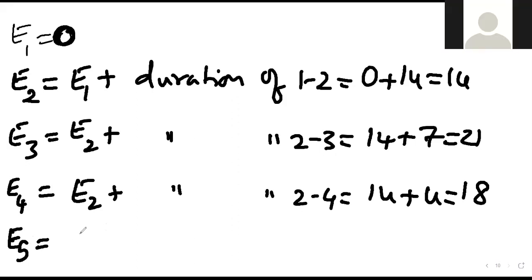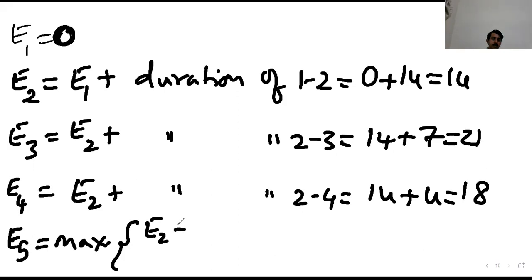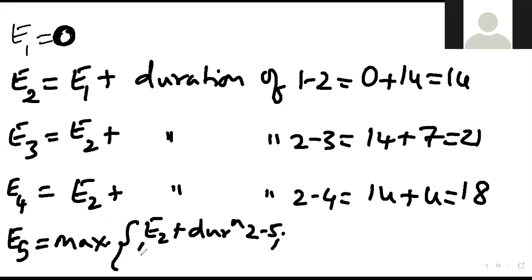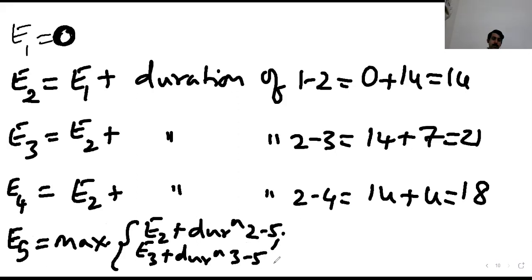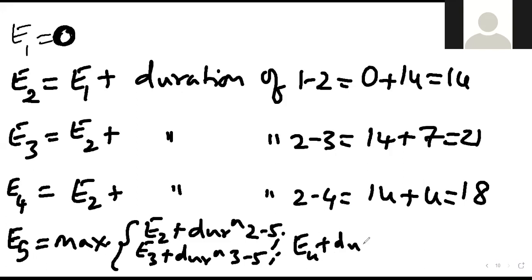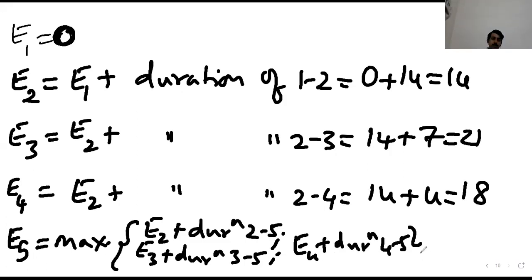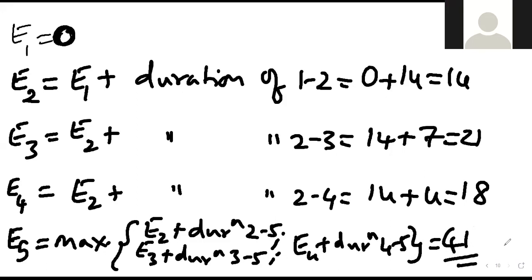Next, E5. E2 plus the duration of 2 to 5. But how many equations are required for E5? 3. So we have to consider the maximum. E2 plus duration 2-5. Next, E3 plus duration 3-5. Next, E4 plus duration 4-5. So what is the maximum answer? 41. So in 41 days, the project is going to be completed.